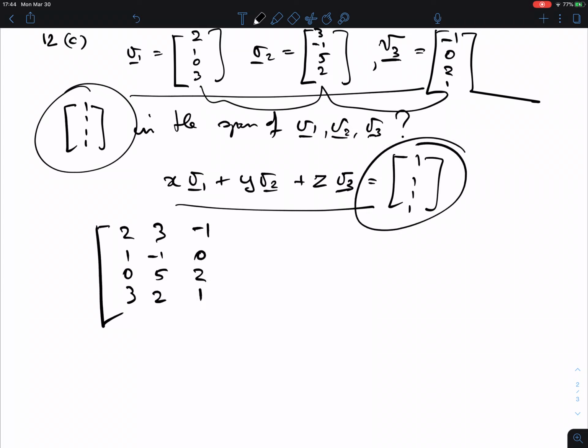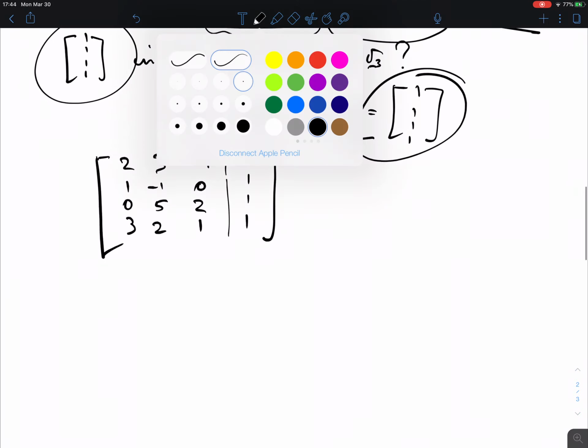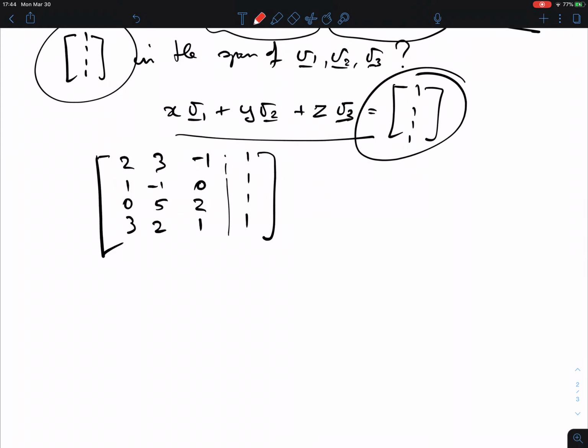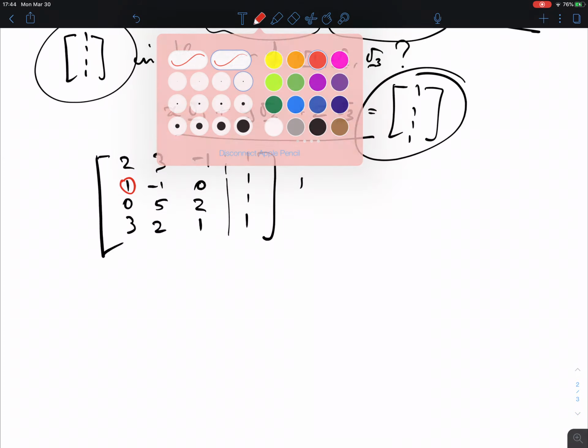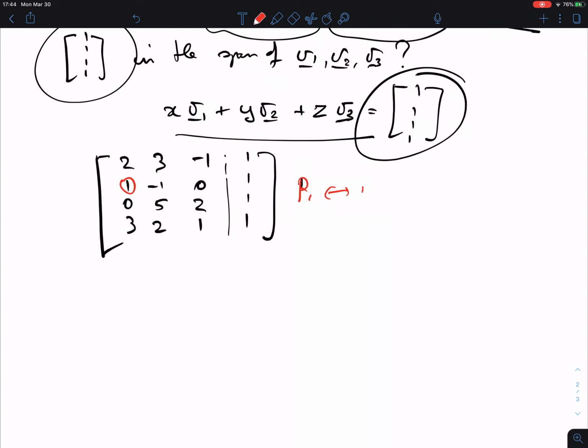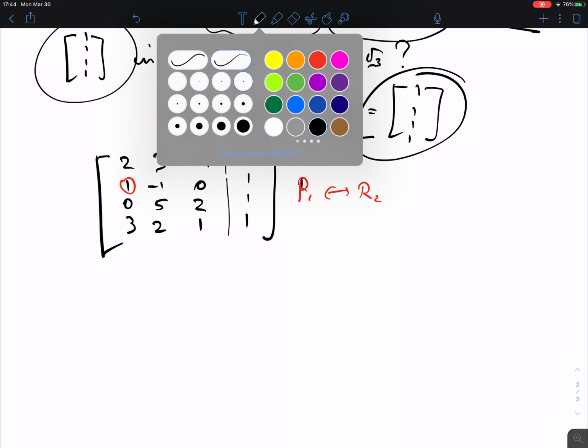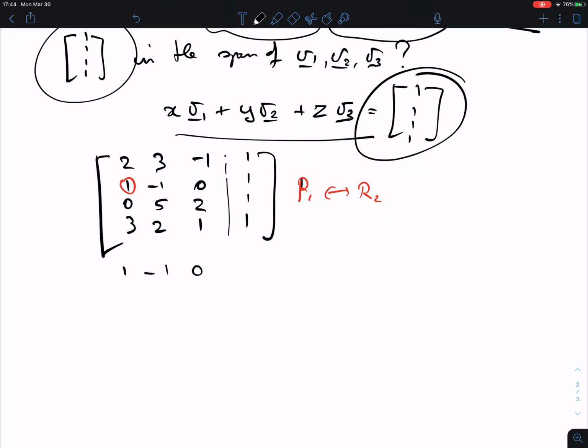Okay, now, what do we do with this? Remember, we are trying to solve a system of equations. This is our augmented matrix, so it goes in a separate column. Then we roll the deuce, and we'll see what we get. I'm going to use this pivot, but that requires me to first interchange row 1 and row 2. I do this quickly. I get 1, minus 1, 0, 1. Then 2, 3, minus 1, 1, 0, 5, 2, 1, 3, 2, 1, 1.